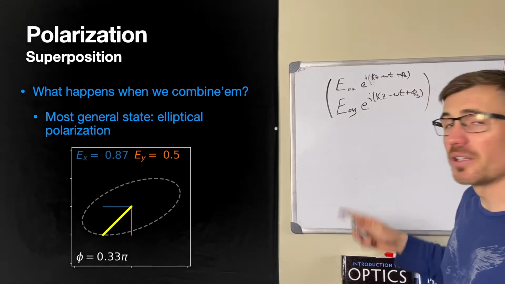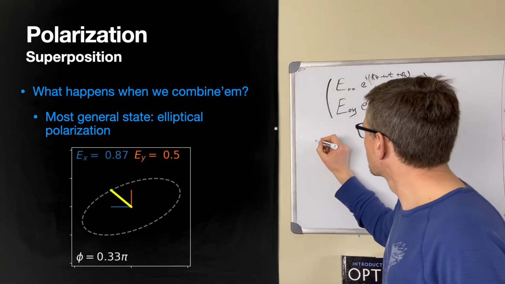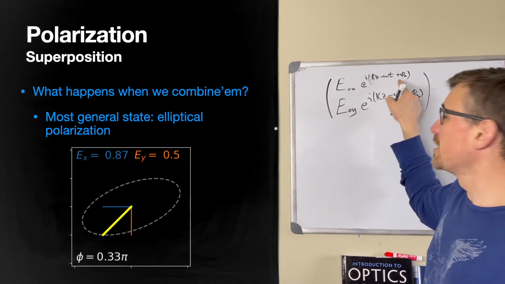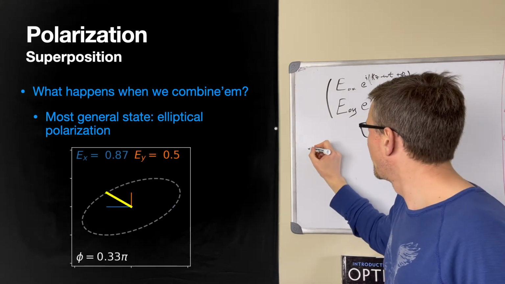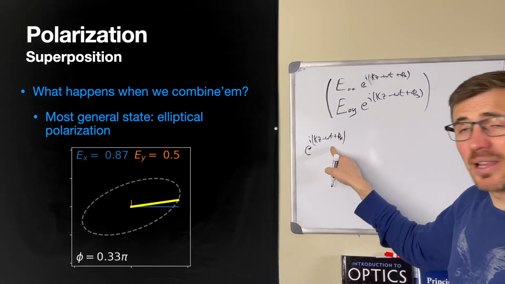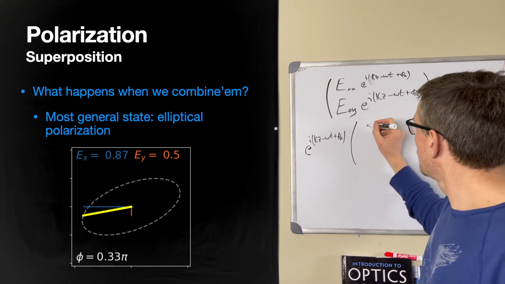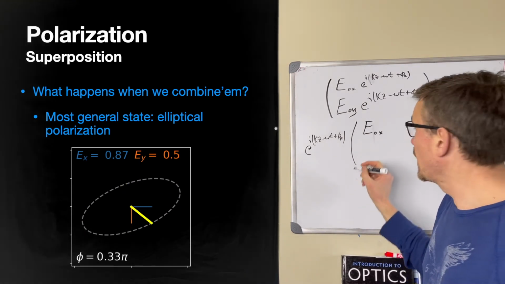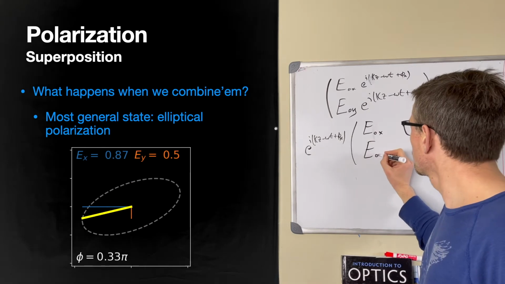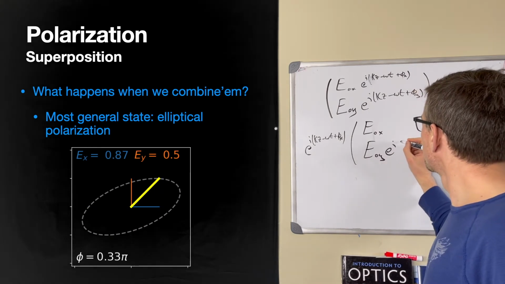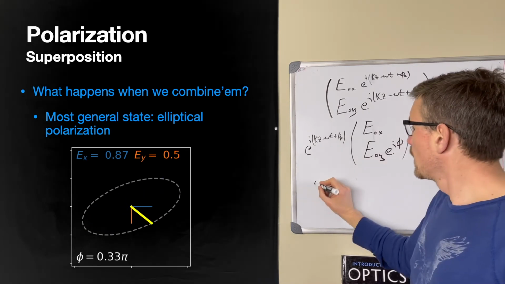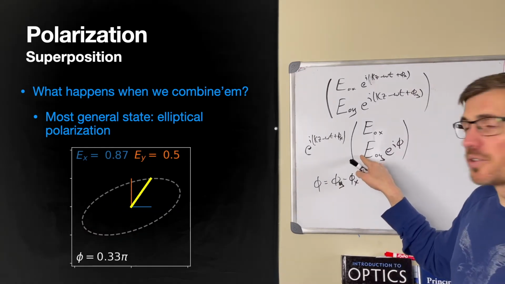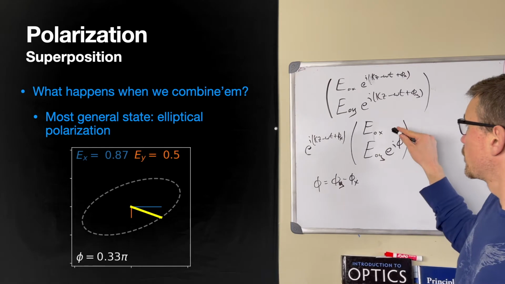Let's see what we can do to really describe this. I'm going to factor out an e to the i (kz minus omega t plus phi x). Let's do that. And what do I have left? Well, here I just have the amplitude, and here I have the amplitude with a phase. We'll call phi just the phase difference. So really, we've reduced this complicated expression to just two numbers.